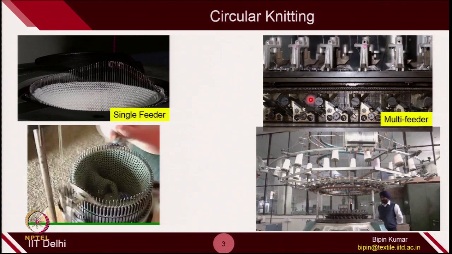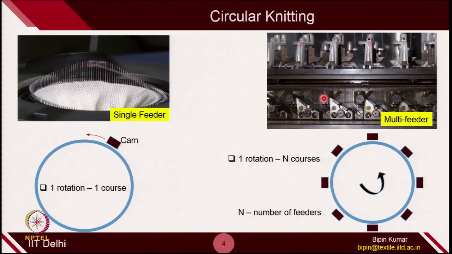So, you can see here, this again is rotating. Here the cylinder is rotating and the cams are fixed. So, whenever one needle is moving from one cam position to another cam position, it will be catching yarn. So, within the same circumference it can make multiple loops, which will depend on the number of feeders.